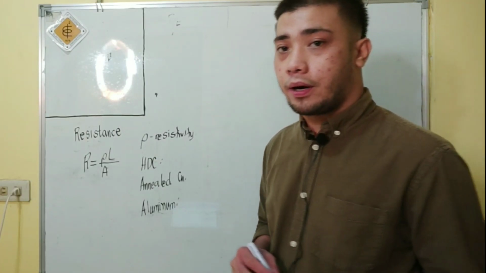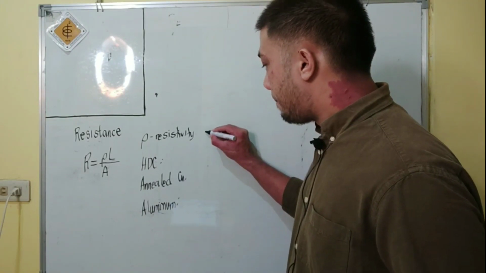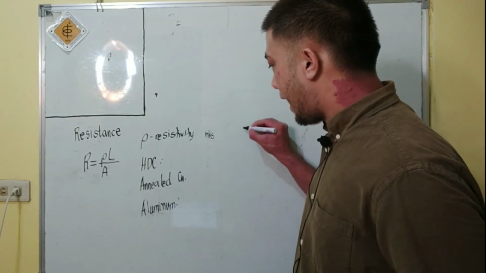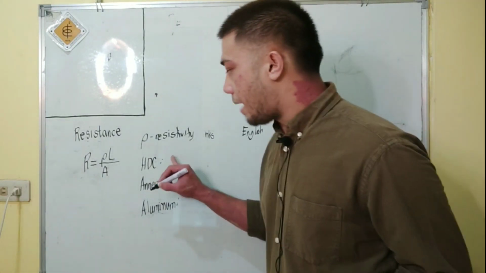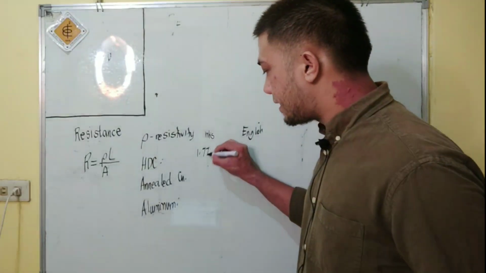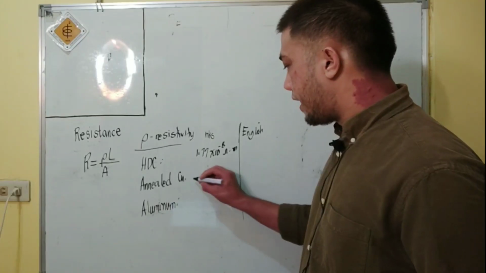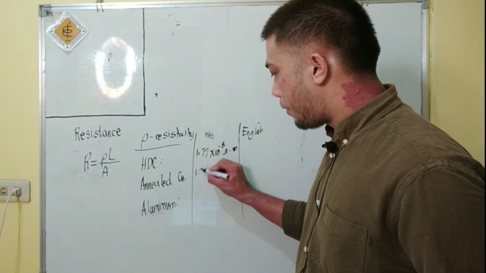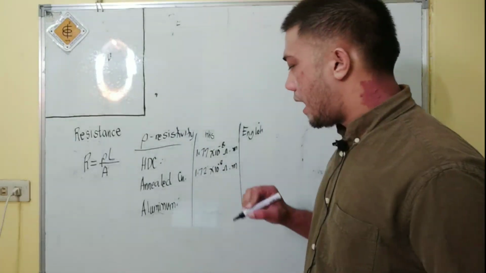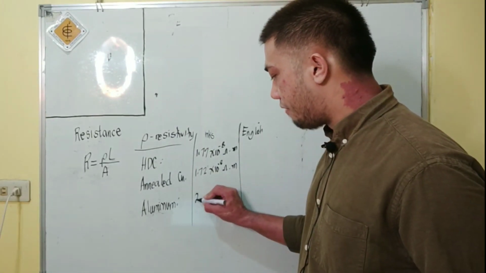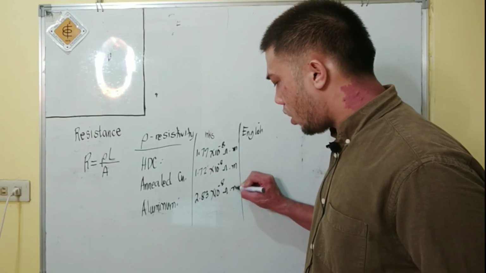For the hard-drawn copper, we have 2 divisions of units. Meron tayong unit in MKS and also unit in English. So, for the hard-drawn copper, we have 1.77 times 10 to the negative 8 ohm meter. For the annealed copper, we have 1.72 times 10 to the negative 8 ohm meter. However, for aluminum, we have 2.83 times 10 to the negative 8 ohm meter.